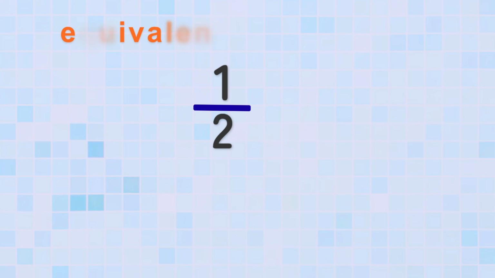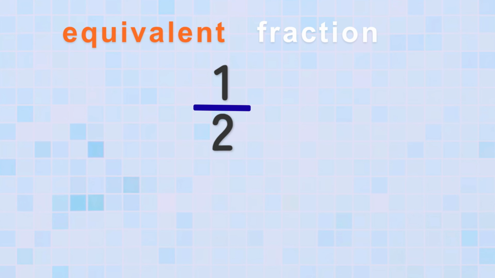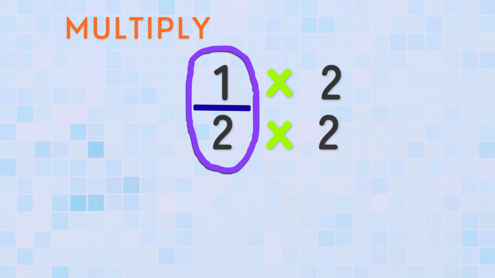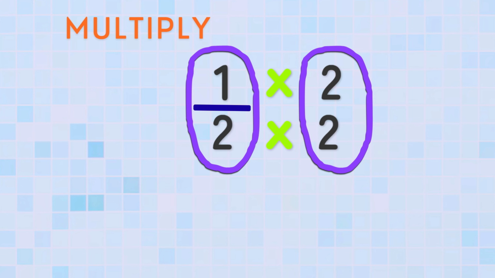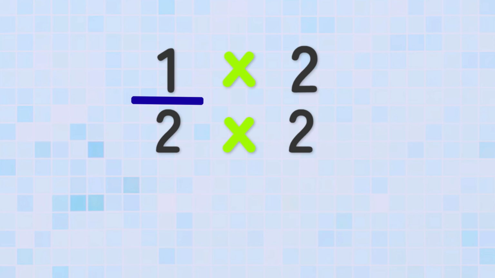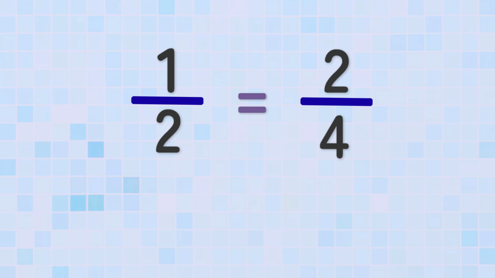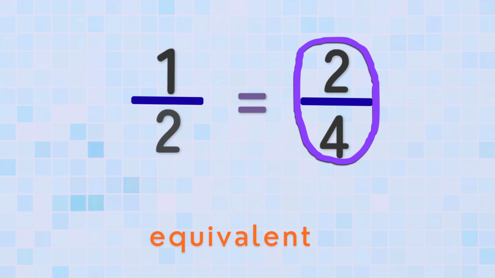Let's say we want to find an equivalent fraction for 1/2. To do that, we multiply the top and bottom of a fraction by the same number. Let's pick the number 2, even though there are many choices. So we multiply 1/2 by 2/2. Now we work it out. 1 times 2 is 2. 2 times 2 is 4. So we get 2/4. That means 2/4 is equivalent to 1/2.